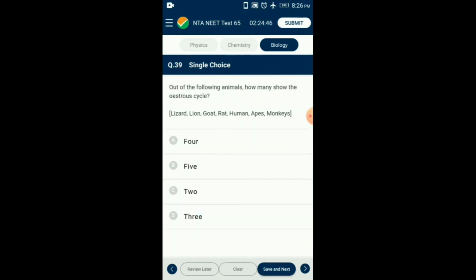Question number 39. Out of the following animals, how many show the estrus cycle? Here some animal names are given. Lion, goat and rat show estrus cycle. Lizard is oviparous. Human, apes and monkeys show menstrual cycle. So the answer for this question is option D. From the given animals, three animals are showing estrus cycle.